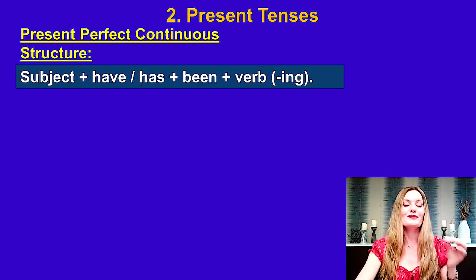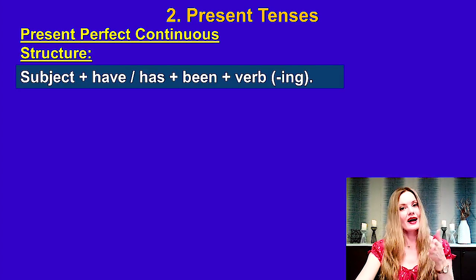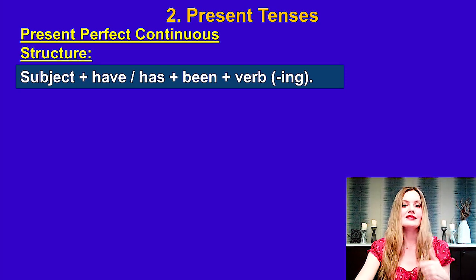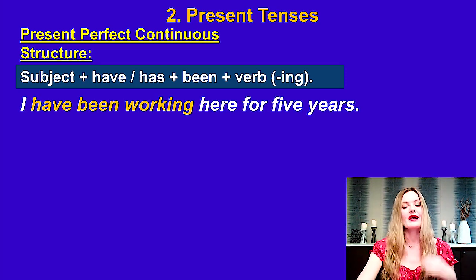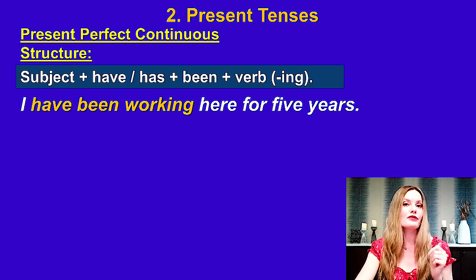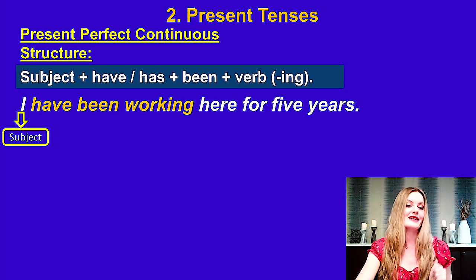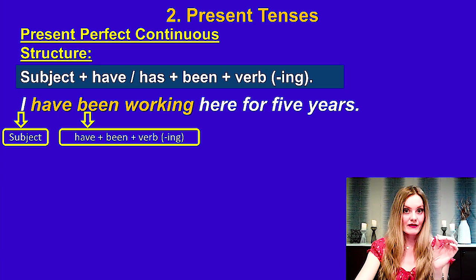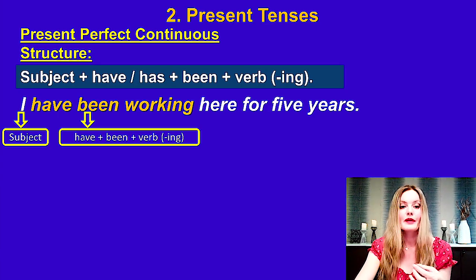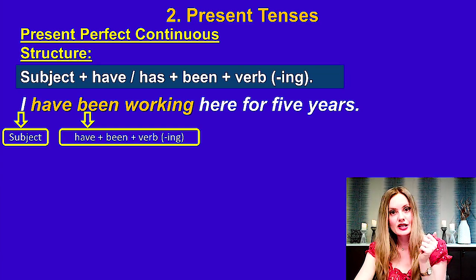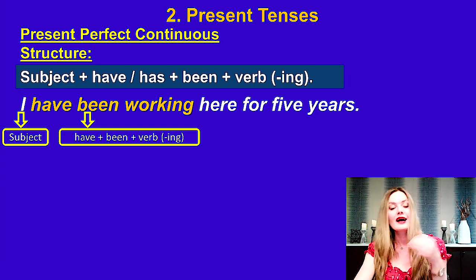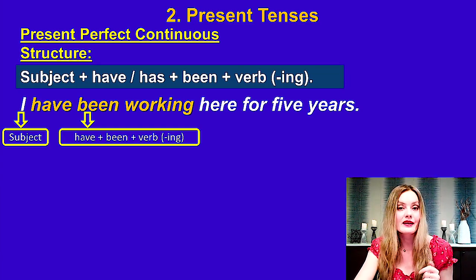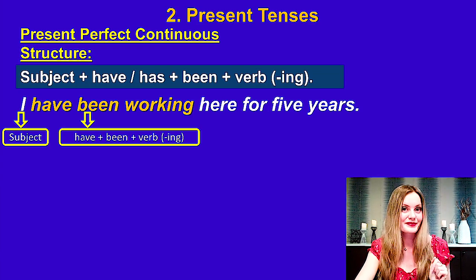So the structure of present perfect continuous. We have subject plus have or has plus been plus verb with ing. I have been working here for 5 years. I is a subject, have been working. Have plus been plus verb with ing. Work, working. I have been working here for 5 years.